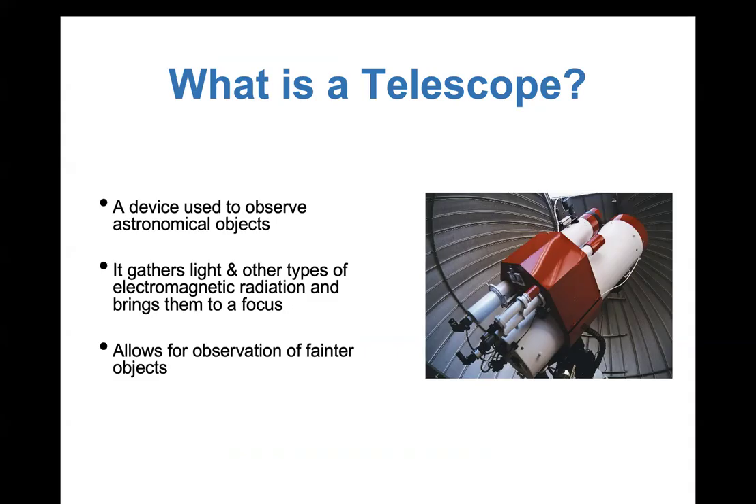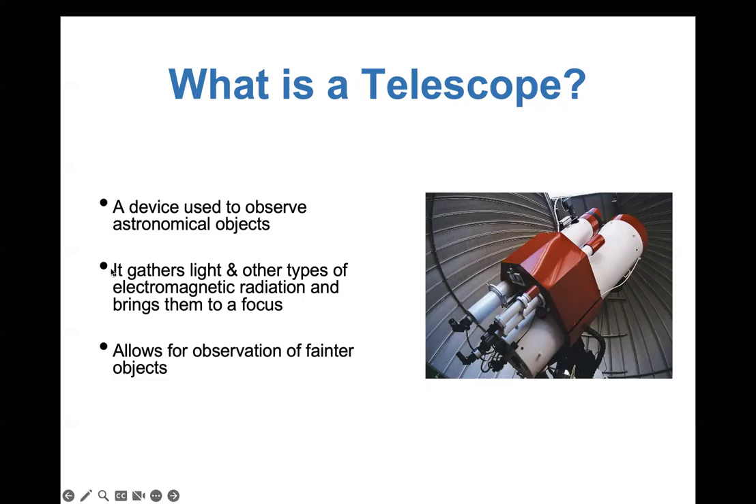And we'll see what I mean by that. But what is a telescope? It's a device used to observe astronomical objects. This definition is meant to be wide ranging. It can capture a lot of things.